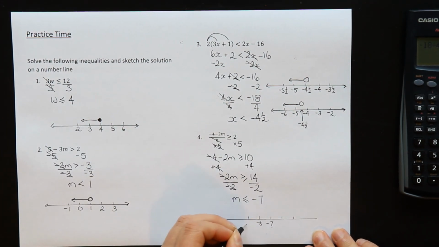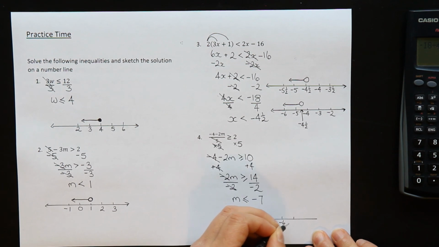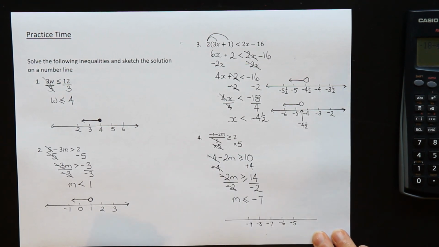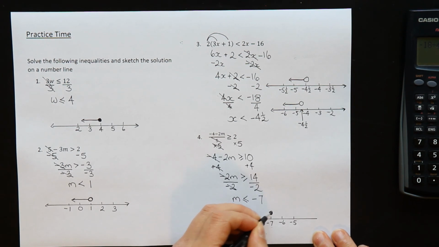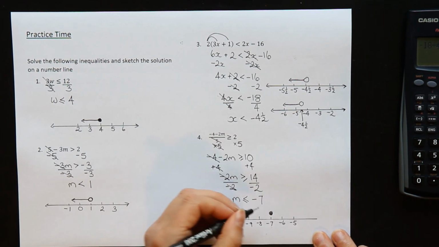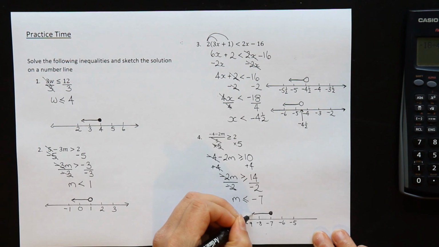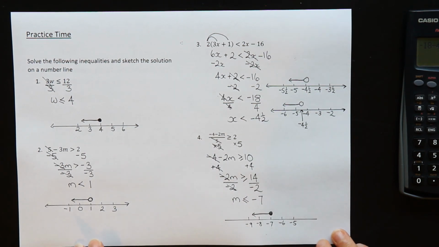And one more little number line down the bottom here. Minus 7, minus 8, minus 9. Okay, I have an equal to sign on it, so it's a coloured in dot. Less than or equal to minus 7 is that way. Alright, that's it.